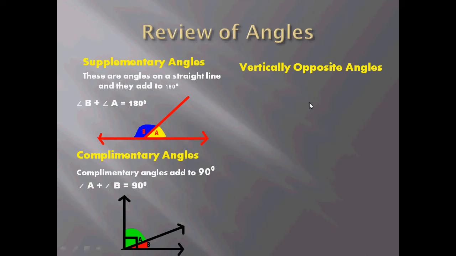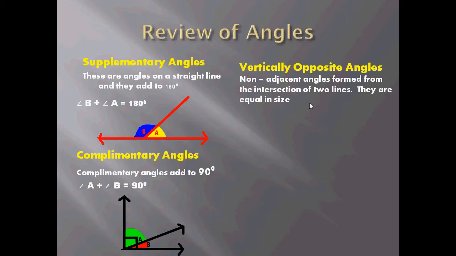Then we had vertically opposite ones, girls. These are non-adjacent angles formed from the intersection of two lines, and they're equal in size. So let's look at this diagram below. We've got two pairs, A and B. They're not touching, they're not adjacent, not next to each other, they're opposite each other.